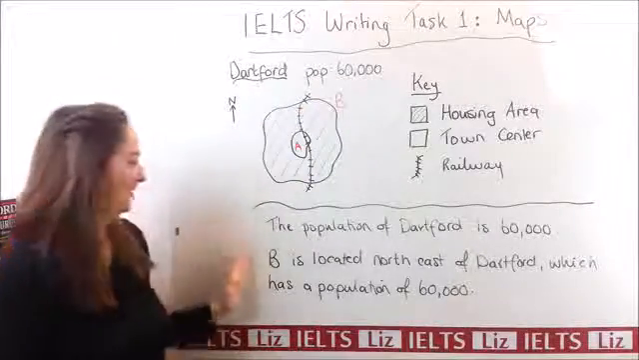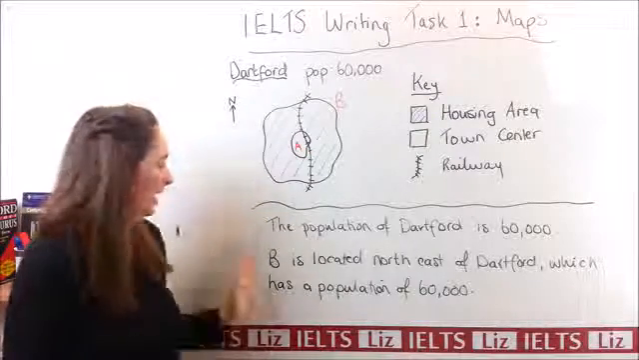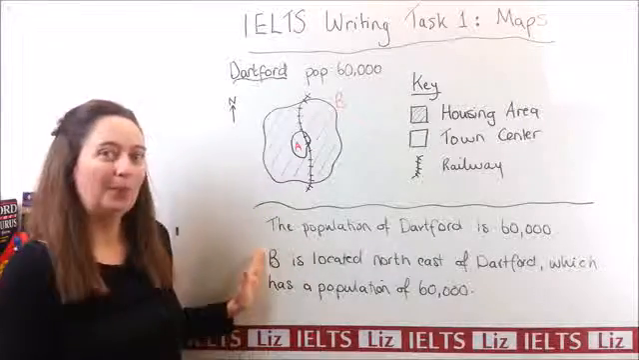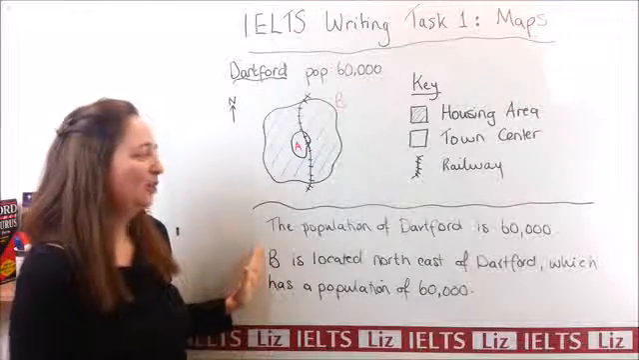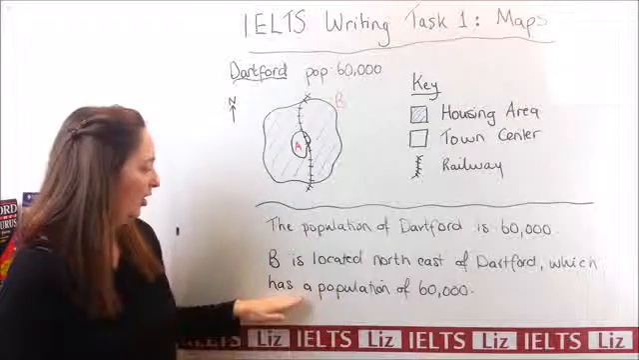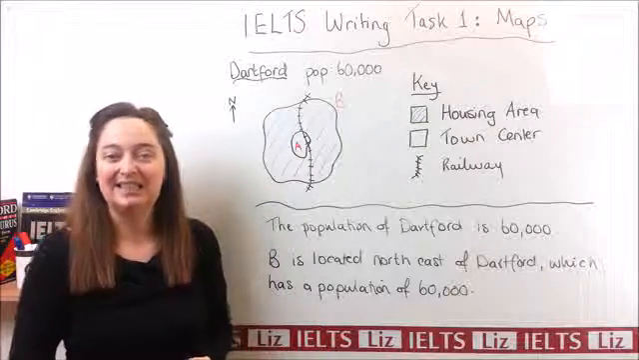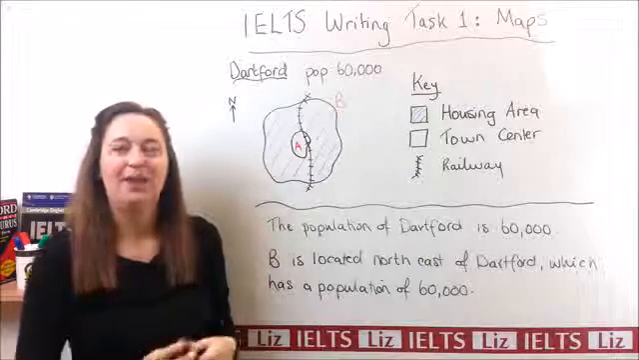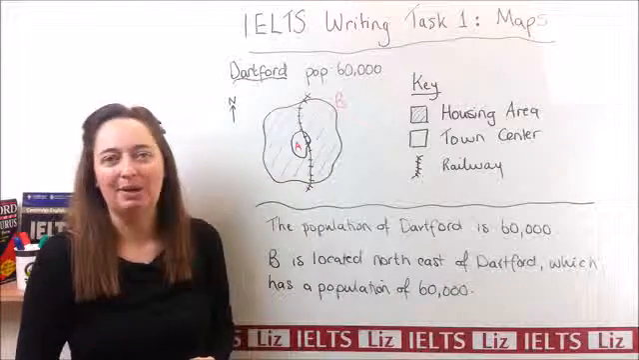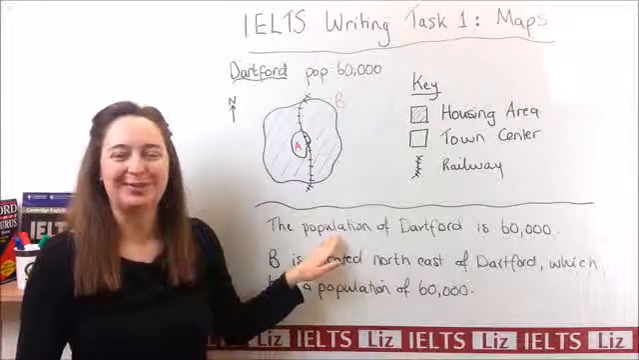Now I've got 2 different sentences for you. One is the population of Dartford is 60,000, and the other, this is another way to write it. This is quite simple, so this is more complex. B is located northeast of Dartford, which has a population of 60,000. So you can see here I've added it as a clause. You can also say that Dartford has 60,000 inhabitants, or there are 60,000 people living there. So there are a number of different ways to write about population. The other thing to notice is that population is singular, so don't forget that.